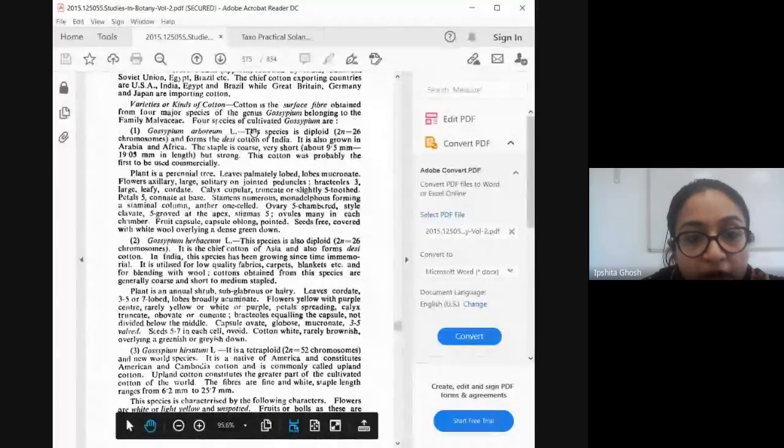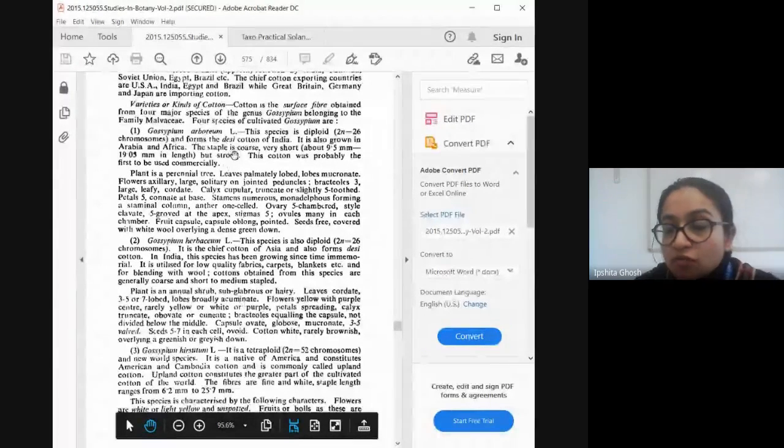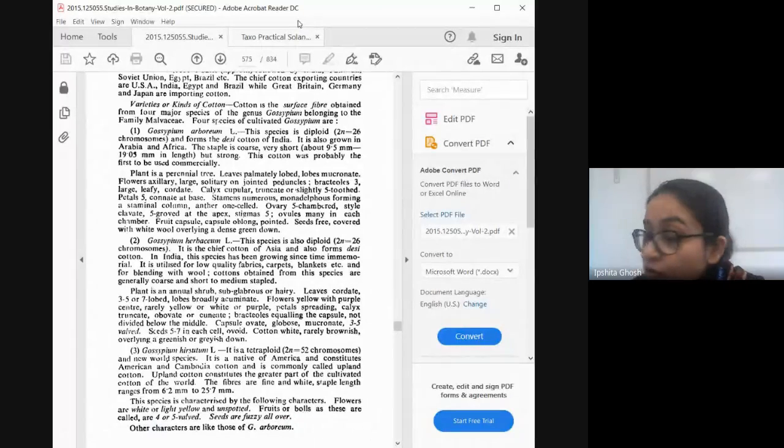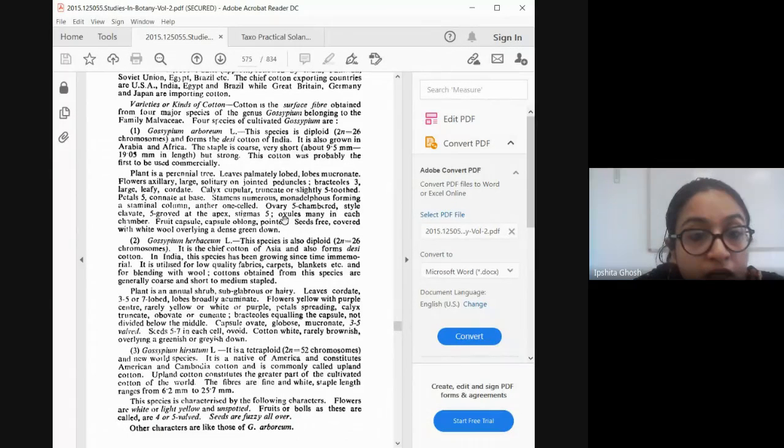So Gossypium arboreum. Since we have a general account, what do we have? Morphology, extraction, use in the syllabus. Okay. So morphology wise, you can see here that Gossypium arboreum is a diploid species, and it's actually the source of desi cotton in India.